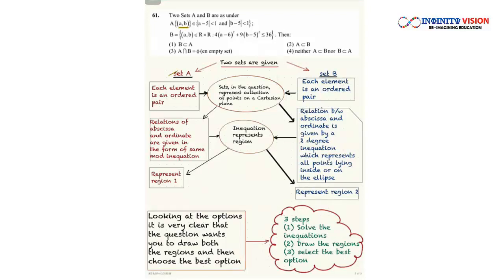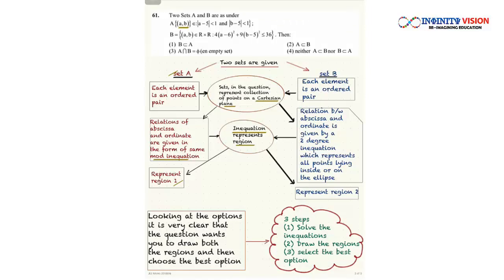If the element is an ordered pair, it definitely means that set A represents a collection of points on a Cartesian plane. Now, the second piece of information, about abscissa and ordinate, is given through the inequation, and that is a mod inequation: mod a minus 5 is less than 1 and mod b minus 5 is less than 1, which means both are the same mod inequation. Now, as we know, equation represents curve and inequation represents region. So we can say set A represents the collection of points lying in a region. Let's call that region as region 1.